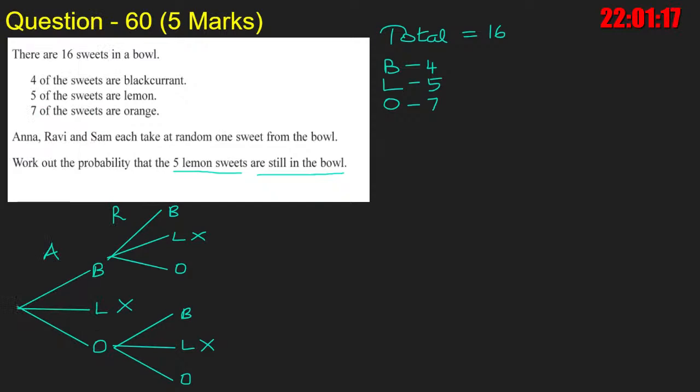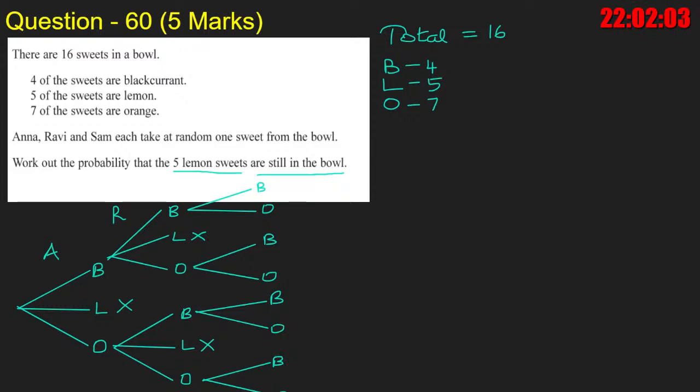Sam is going to take another sweet. So from here, B and O only, right? B can happen, O can happen. After O, B can happen, O can happen, it cannot be L. So here OB, B can happen, O can happen, and OB can happen, and O can happen. So this is B and O.